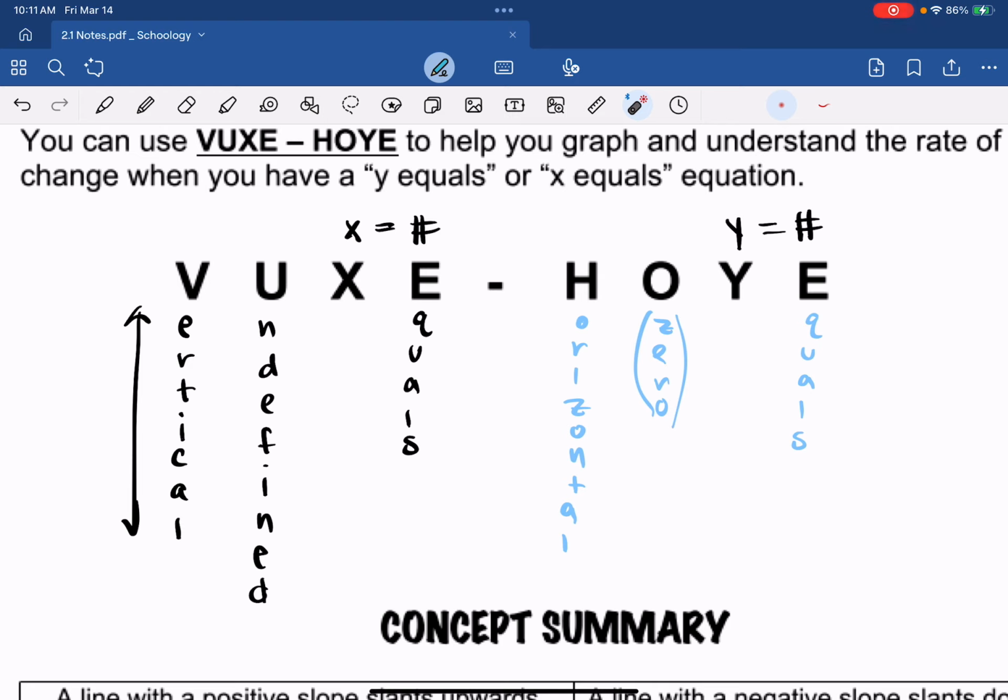Okay, HOY tells me horizontal. So if I have a horizontal line, I have a flat line. If you think about it, it's flat. If I were to sit on that with skis, I would be going nowhere, right? There's 0 slope for me to do anything. So that's why we have a 0 slope here. That equation is y equals a number. So again, no x, just a y.